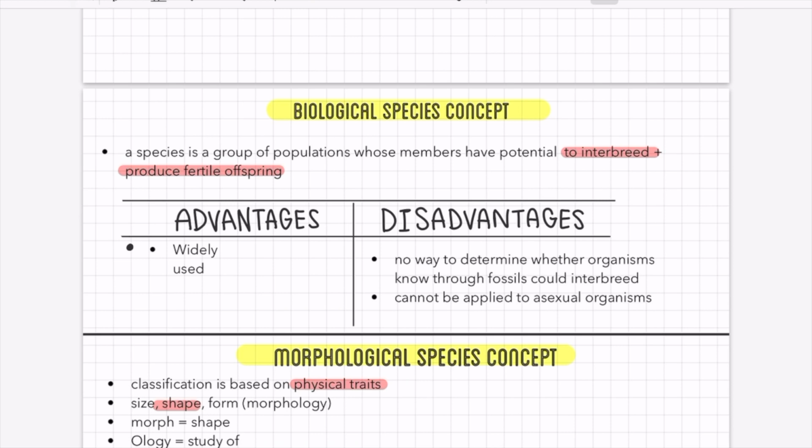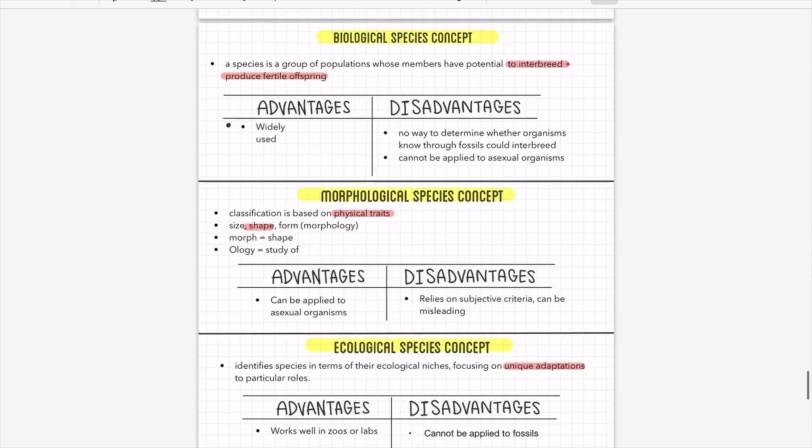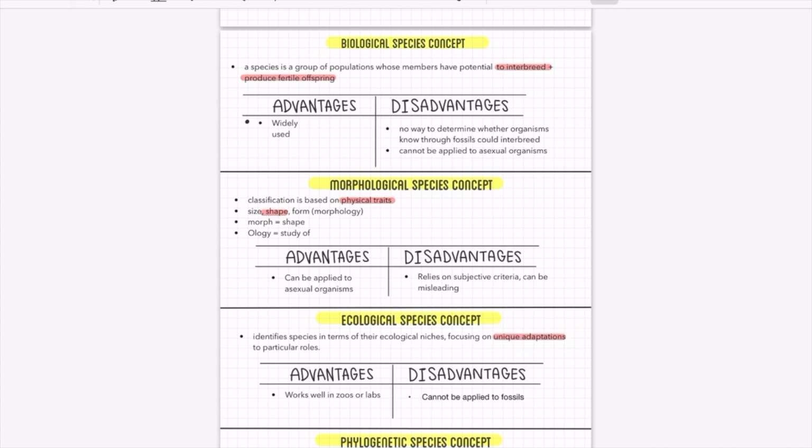Now, as with anything, there are advantages and disadvantages to this species concept. First and foremost, it is perhaps one of the most widely used species concepts, and it's widely accepted as well. However, the disadvantage is that it cannot be applied to asexual organisms, and it is very hard to use this concept with fossils, because there is no way to determine if an organism had the potential to interbreed and produce fertile offspring through just a fossil. All right, so that's covering the biological species concept, one down.